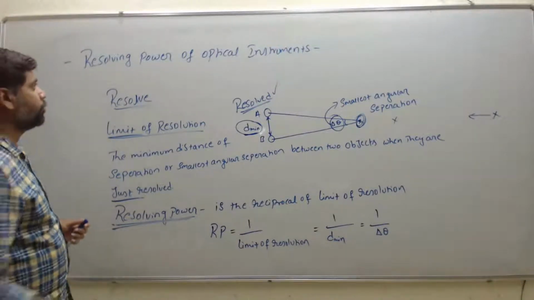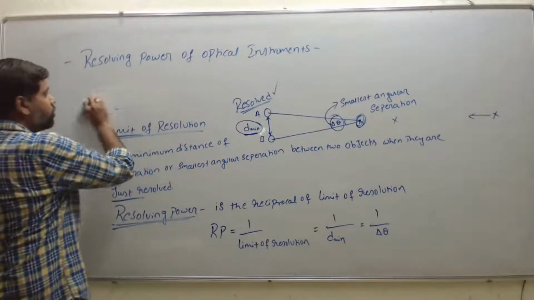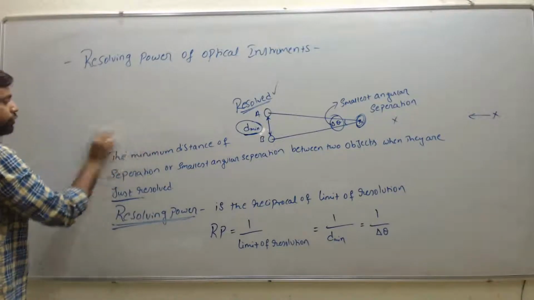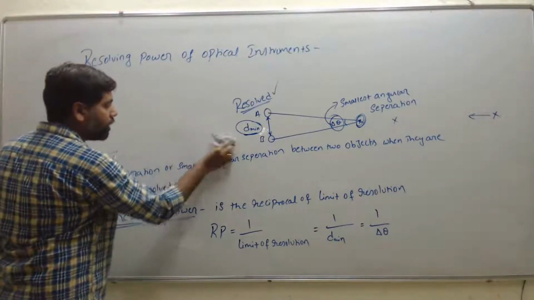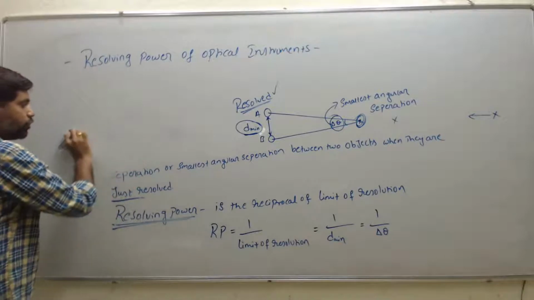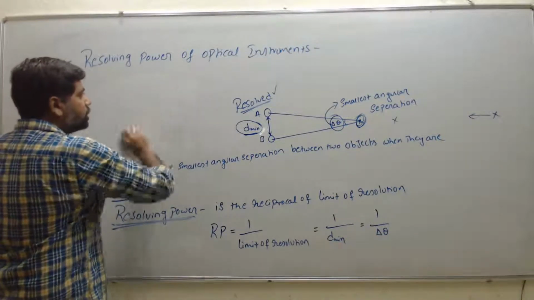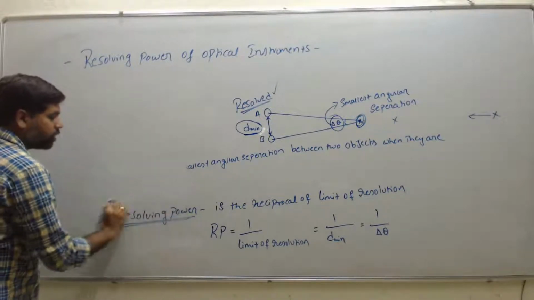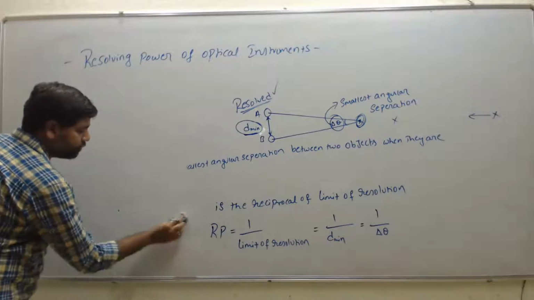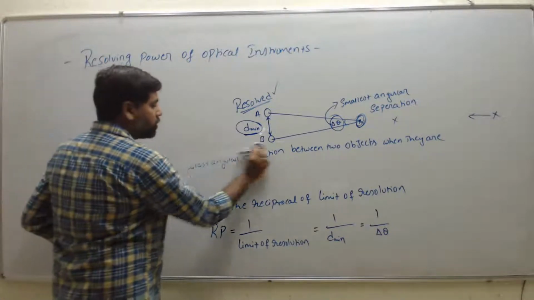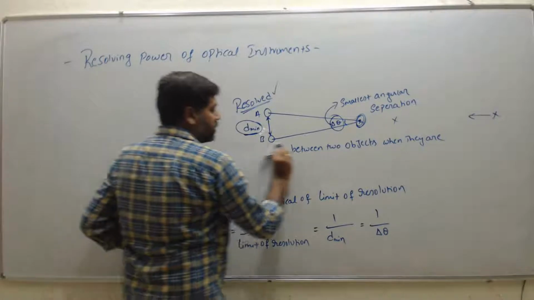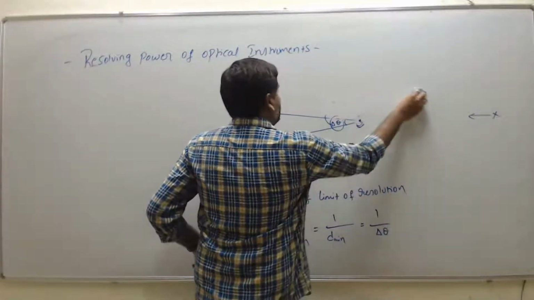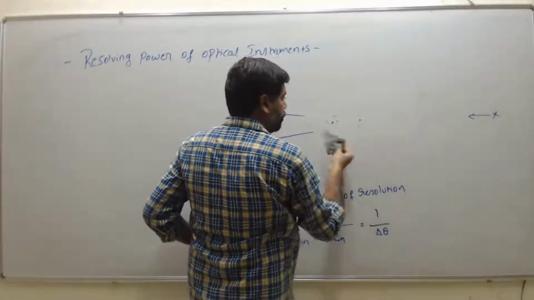The first optical instrument we are going to discuss is the resolving power of a telescope. The purpose of using a telescope is to observe objects which are far away from us, that is, objects at larger distances. That's why we use the telescope.